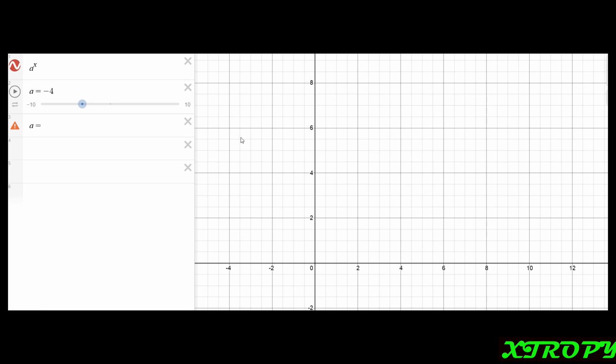Therefore, I think it is very clear to you now why we do not take negative values of a, why we do not take the value of a to be 0, and why we do not take the value of a to be 1. The nature of the curve changes if you take a value from 0 to 1, and it's a different nature if you take the value to be more than 1. I hope this graphical explanation has made the concept crystal clear to you.